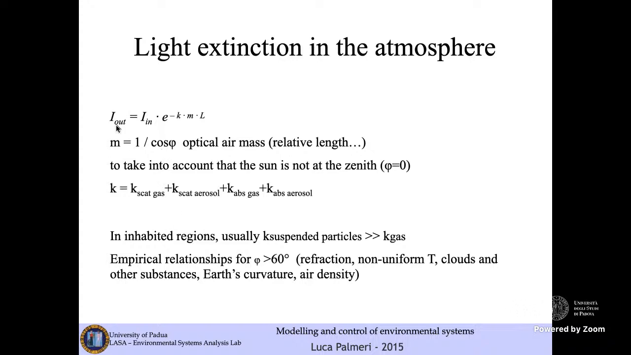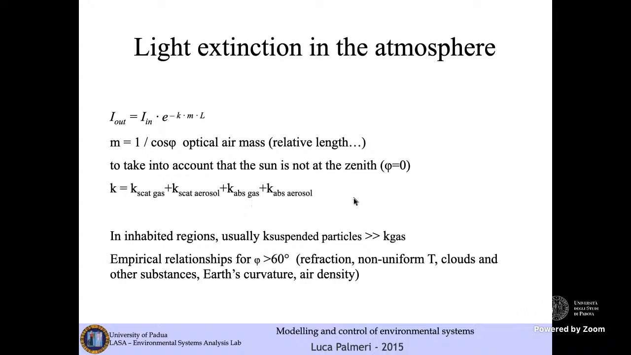For example, at the zenith, this angle is 0. So if the radiation is vertical, the angle is 0. In this case, we may express k, the light extinction coefficient, as a contribution of several factors. For example, a quota due to scattering by gases, a quota due to scattering by aerosols, and then we may include also extinction due to absorption processes, both from gases and aerosols.